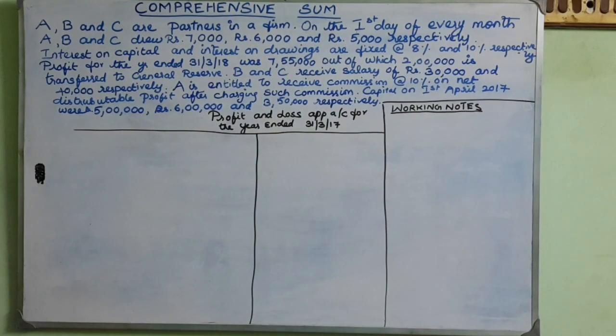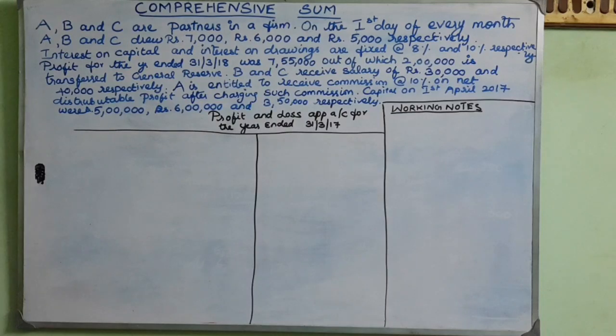Today's session we are going to see a sum on P&L appropriation account. Children, we have discussed a few example sums in P&L appropriation. This is a comprehensive sum. In this comprehensive sum, all information which is related to the profit and loss appropriation account has been given. Let us discuss the sum.